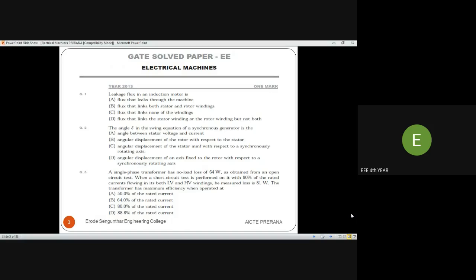Leakage flux in an induction motor is. So there are 4 options. Flux that leaks through the machine, flux that links both stator and rotor windings, flux that links none of the windings, flux that links the stator winding or the rotor winding, but not both the windings. Here, the exact correct answer is option D: flux that links the stator winding or the rotor winding, but not both the windings. So it is the correct answer for question number 1.